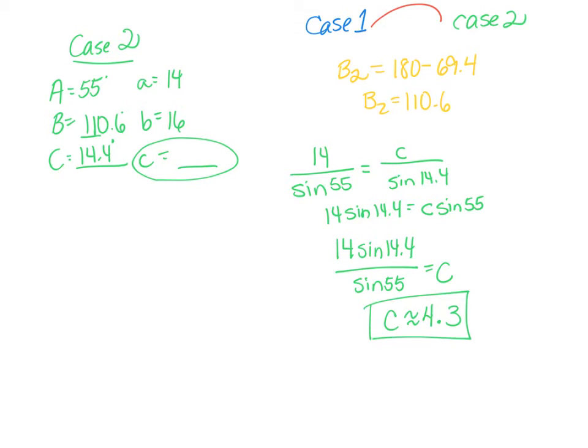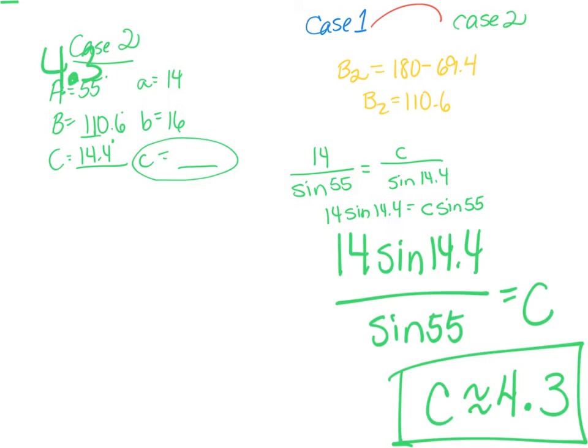Now you can kind of see, not exact measures, but remember, your longest side is going to be across from your biggest angle, which would be B in this case. Your smallest side, what we just found, the 4.3, is going to be across from your smallest angle. So you can kind of get a feel, at least a little check there, to see if you've got something reasonable going on.